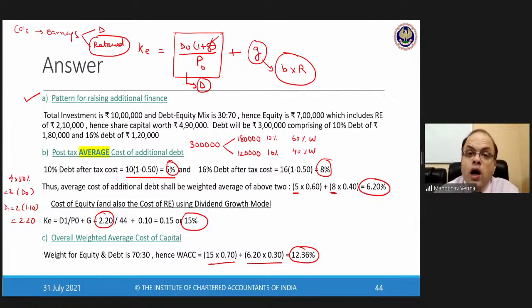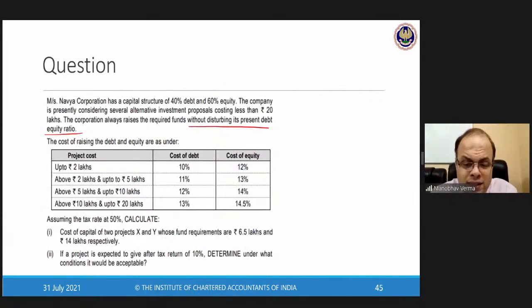Okay, so let's come back. I think some of you kind of answered a little bit of this question. Let's come back to the Navya Corporation. We are looking at the cost of capital of two projects, X and Y, whose fund requirements are 6.5 and 14 lakhs.